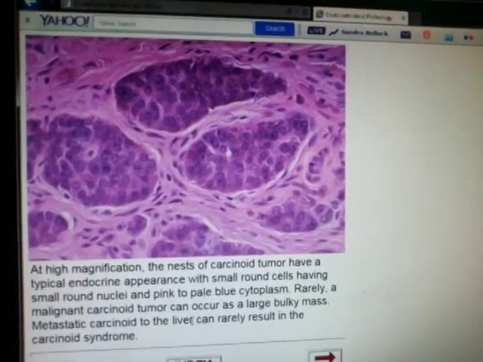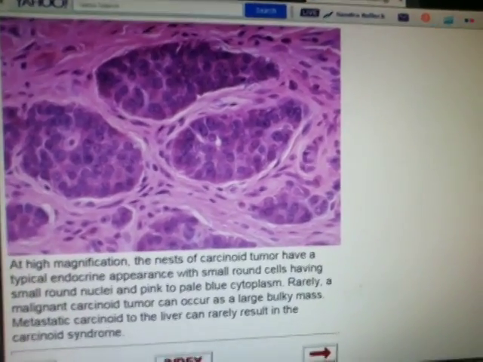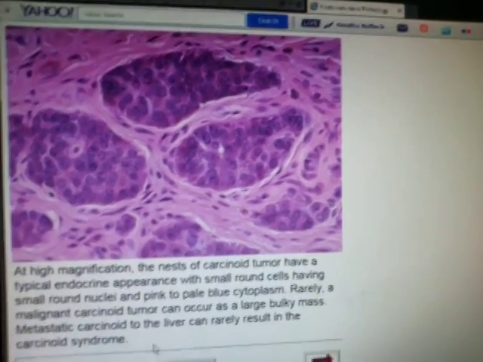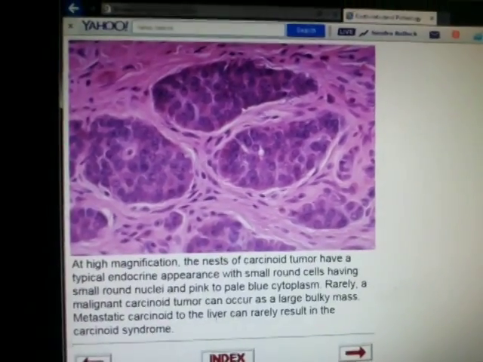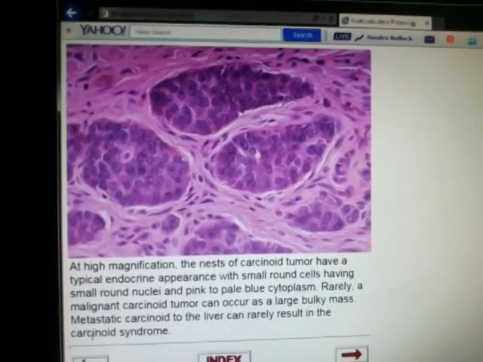So if the liver is free of tumor, the liver will break down all the serotonin and the patient will not suffer from the carcinoid syndrome. However, if the patient develops metastasis to the liver, it will not be able to metabolize the serotonin and the patient will have the carcinoid syndrome.